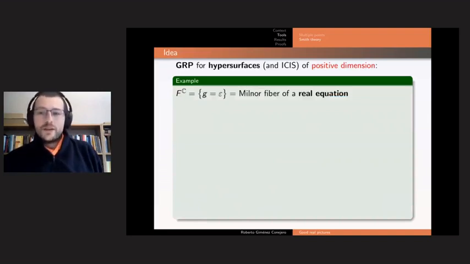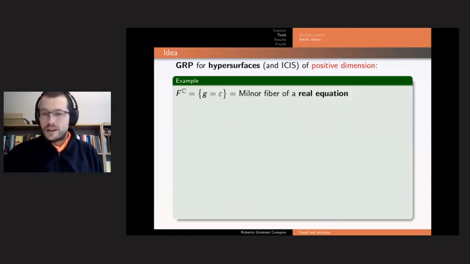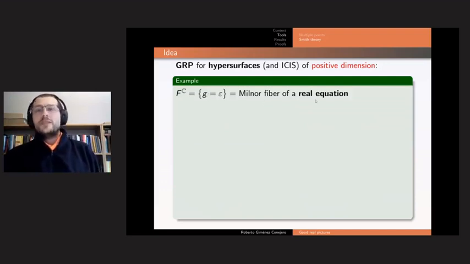Okay, and what is the idea that we're going to follow? The idea we took from good real pictures of hypersurfaces. What is this? If you have a hypersurface or an ICIS of positive dimension, this condition is important because in dimension 0 things change. You take the Milnor fiber of your hypersurface or your ICIS, and you assume that the equations are real. I'm going to talk about hypersurfaces, but for ICIS it is the same. You take the equation of the hypersurface and you assume that it is a real equation. So this is the Milnor fiber.